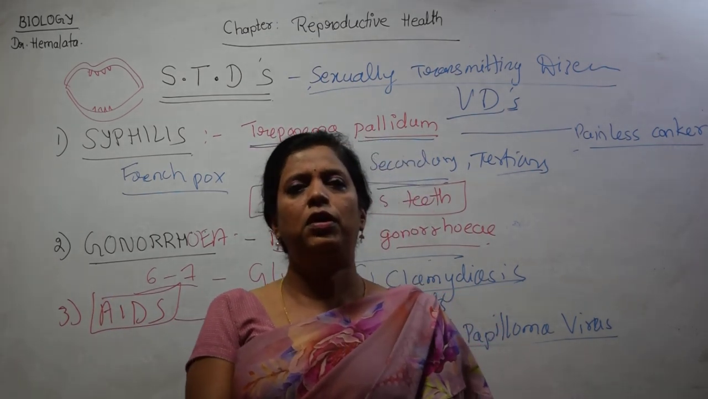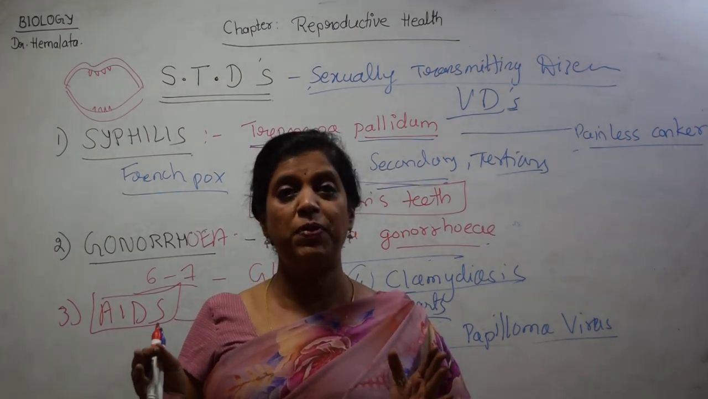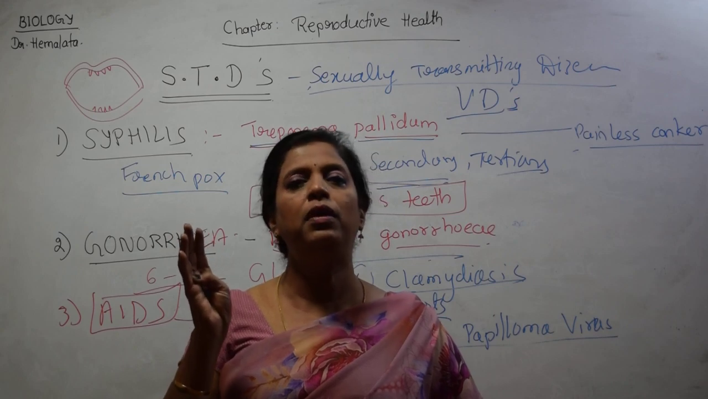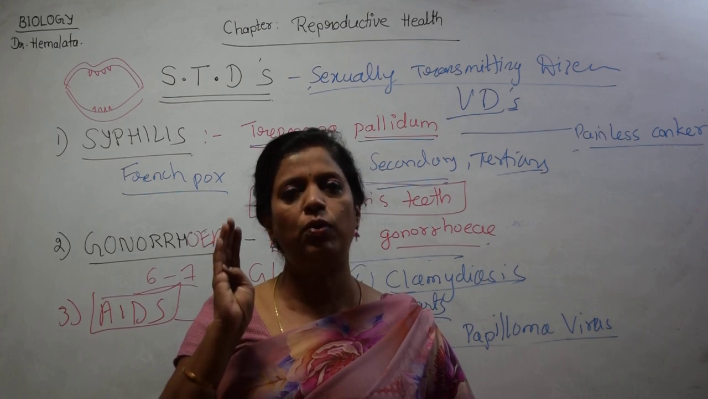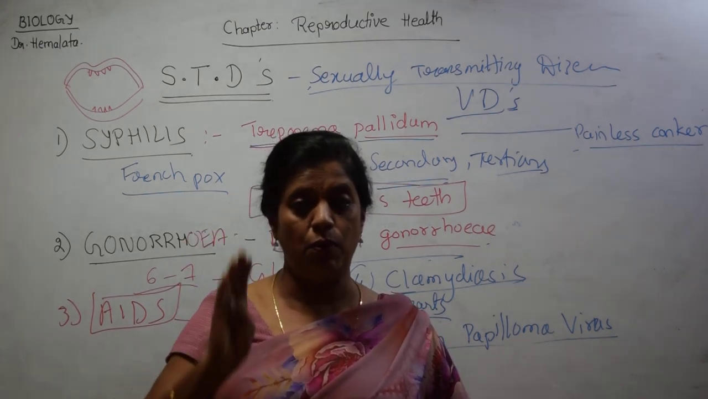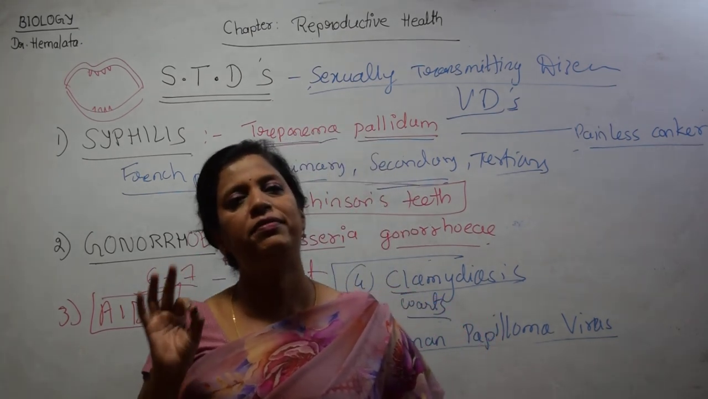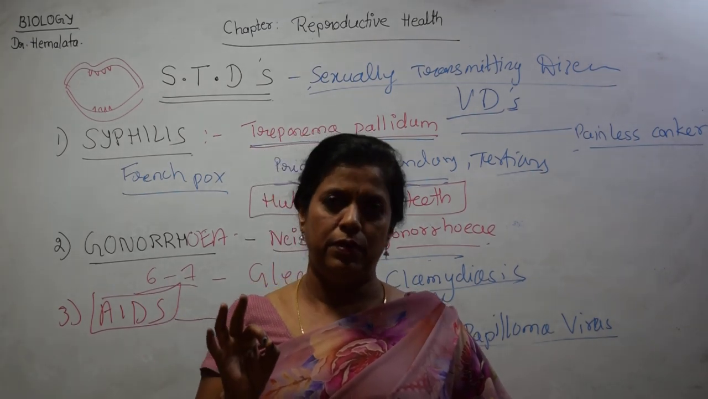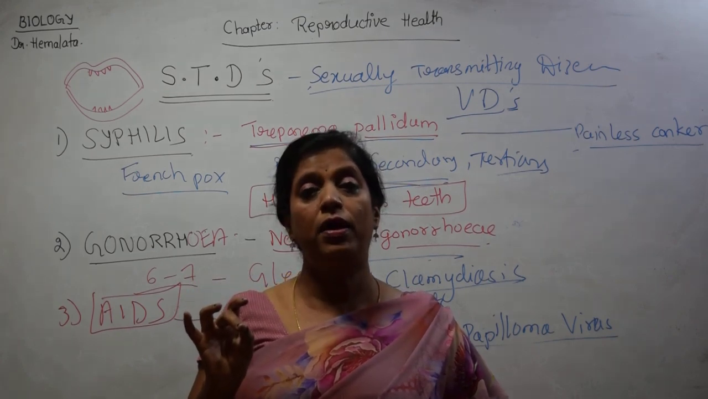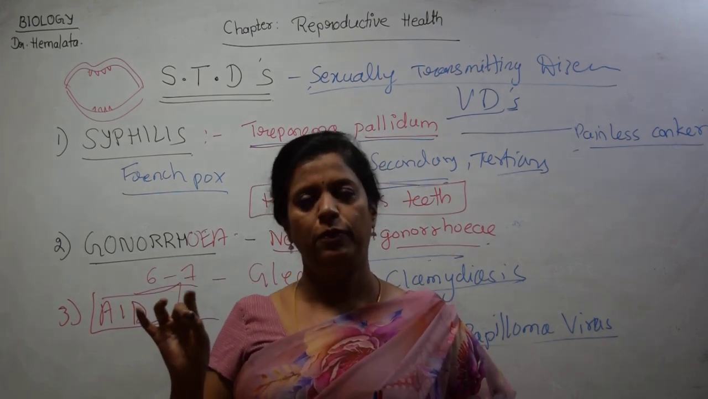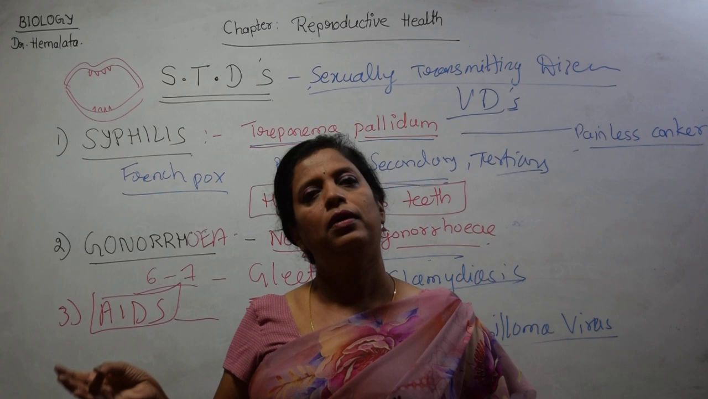Now, let me give you the overall prevention, right? All the sexually transmitted diseases can be prevented by avoiding sex with multiple partners. That is the one idea by which this can be avoided. Using condoms will avoid around 60 to 70% of sexually transmitted diseases. Another way you can avoid it is having a single partner, right? Having sex with a single partner, and avoiding sex with the infected person.